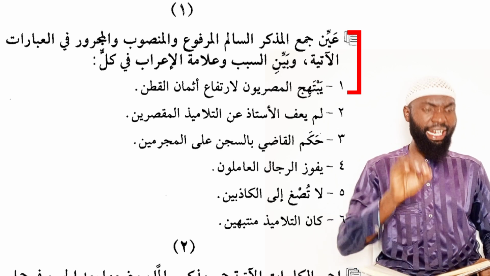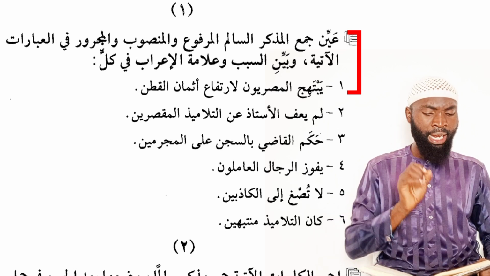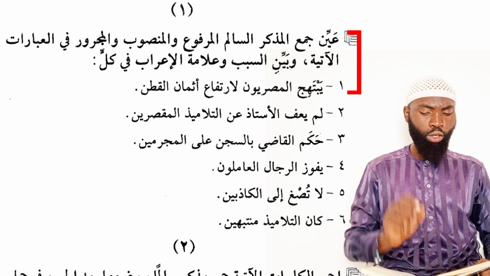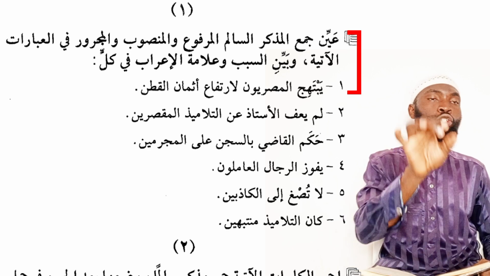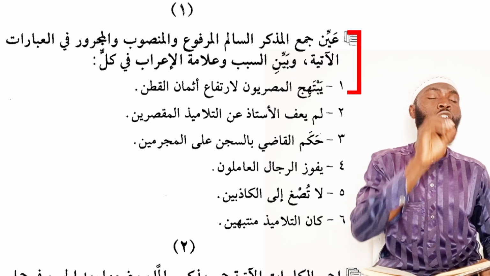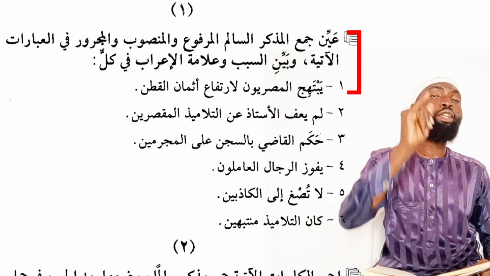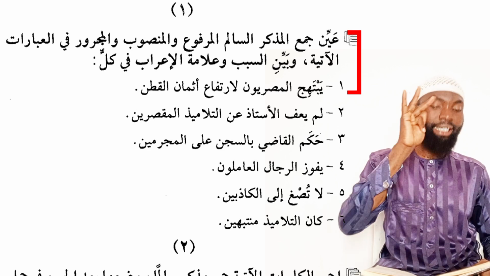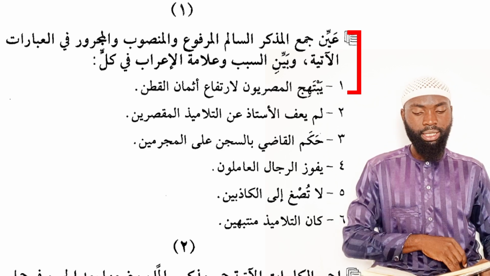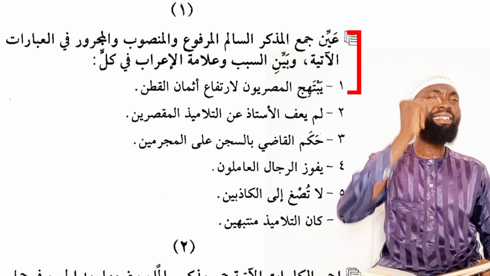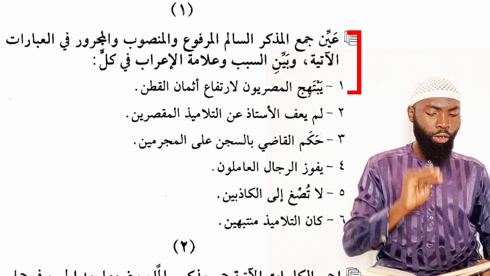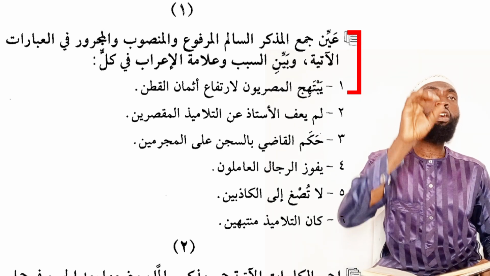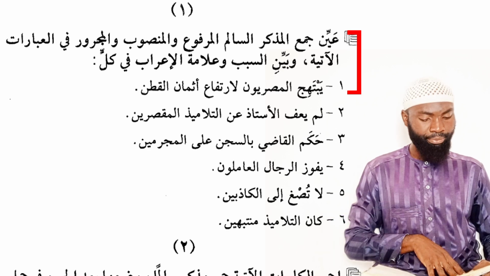The first one says: indicate the sound masculine plural, whether nominative, accusative or genitive, in the following expressions. You are to indicate all of the sound masculine plurals which appear in the nominative, in the accusative, and genitive in the following expressions, and explain the reason, and the sign of declension in each of them.